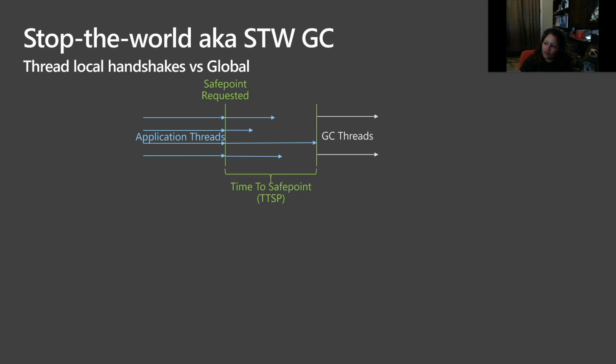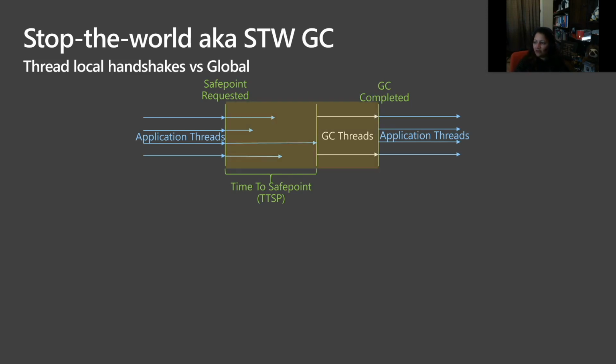After that, the GC threads will resume and they will try to reclaim the heap space. And when your GC is completed, that's where the application threads resume. Now this entire highlighted area here constitutes the pause. So this is your stop the world global pause.